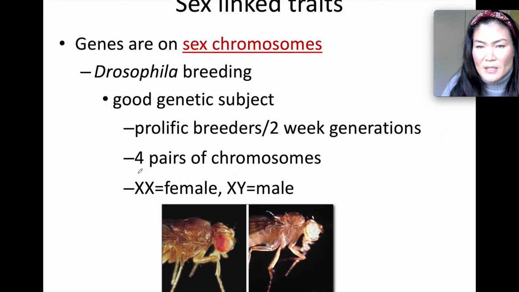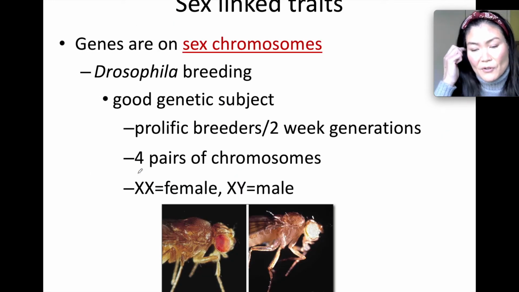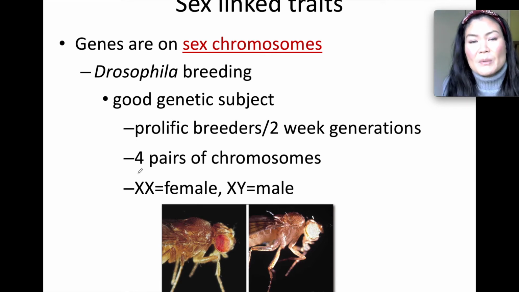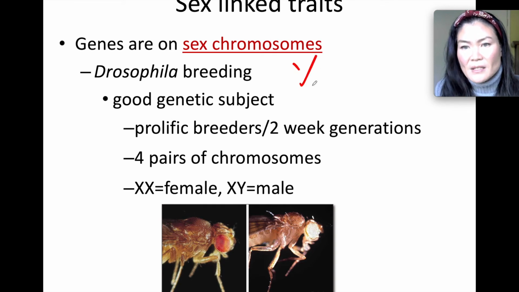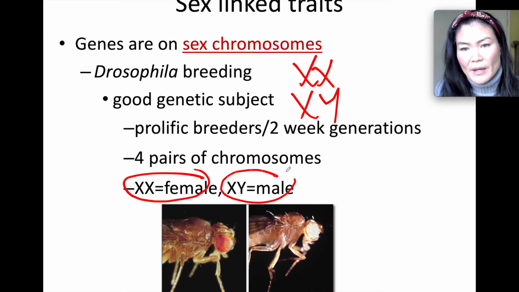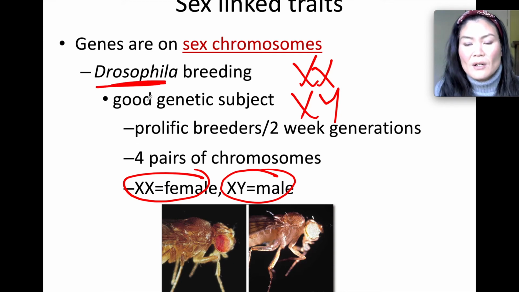Okay, next topic is sex-linked traits, which we're going to discuss in further detail in chapter 15, but these are basically genes that are found on the sex chromosomes. Remember, for humans, there's XX for female, XY for male. Same with fruit flies. Fruit flies are also XX female, XY male. Okay, Drosophila is the scientific genus for fruit fly.